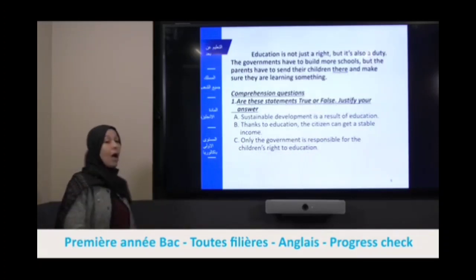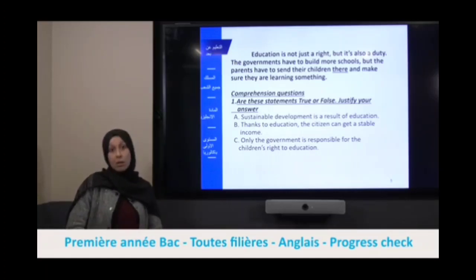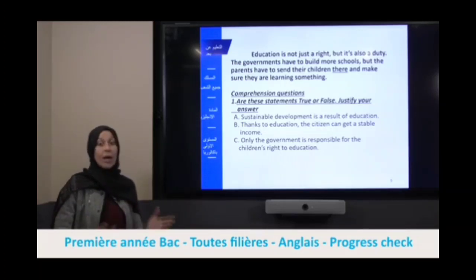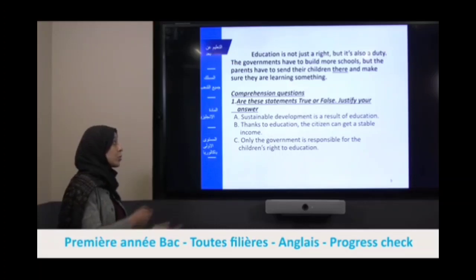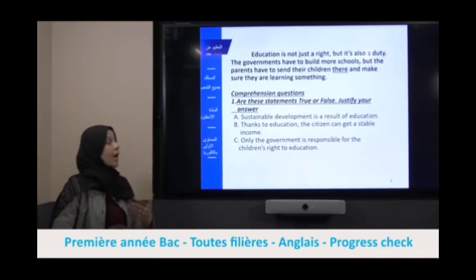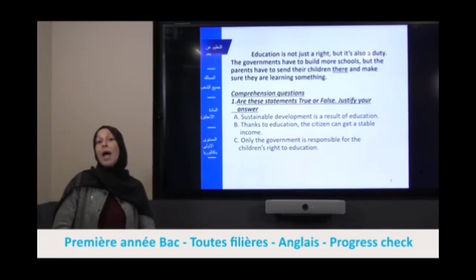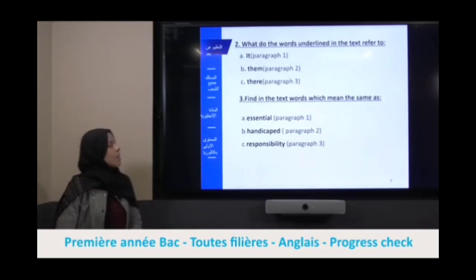And C, only the government is responsible for the children's right to education. This is, of course, false, because the justification is education is not just a right, but it's also a duty. The governments have to build more schools, but the parents have to send their children there and make sure they are learning something. I hope that your answers are correct. So let's move to the second exercise.